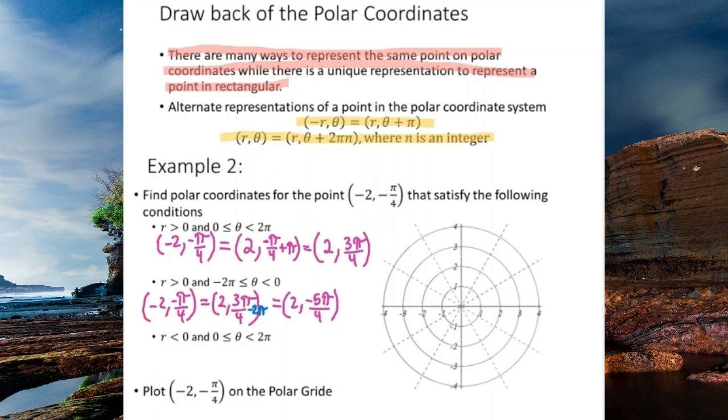Next, we're going to rewrite our point so that r is negative and θ is between 0 and 2π.